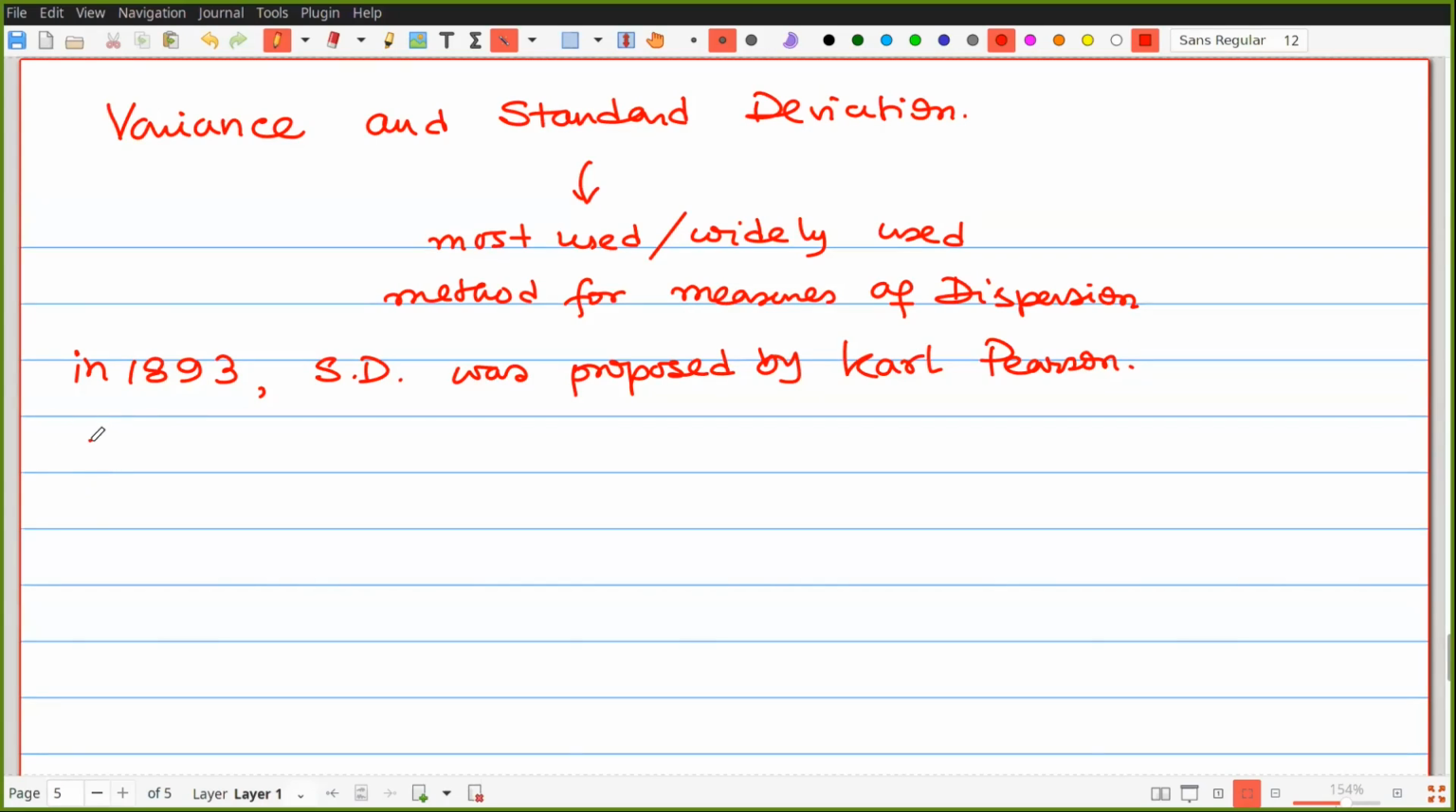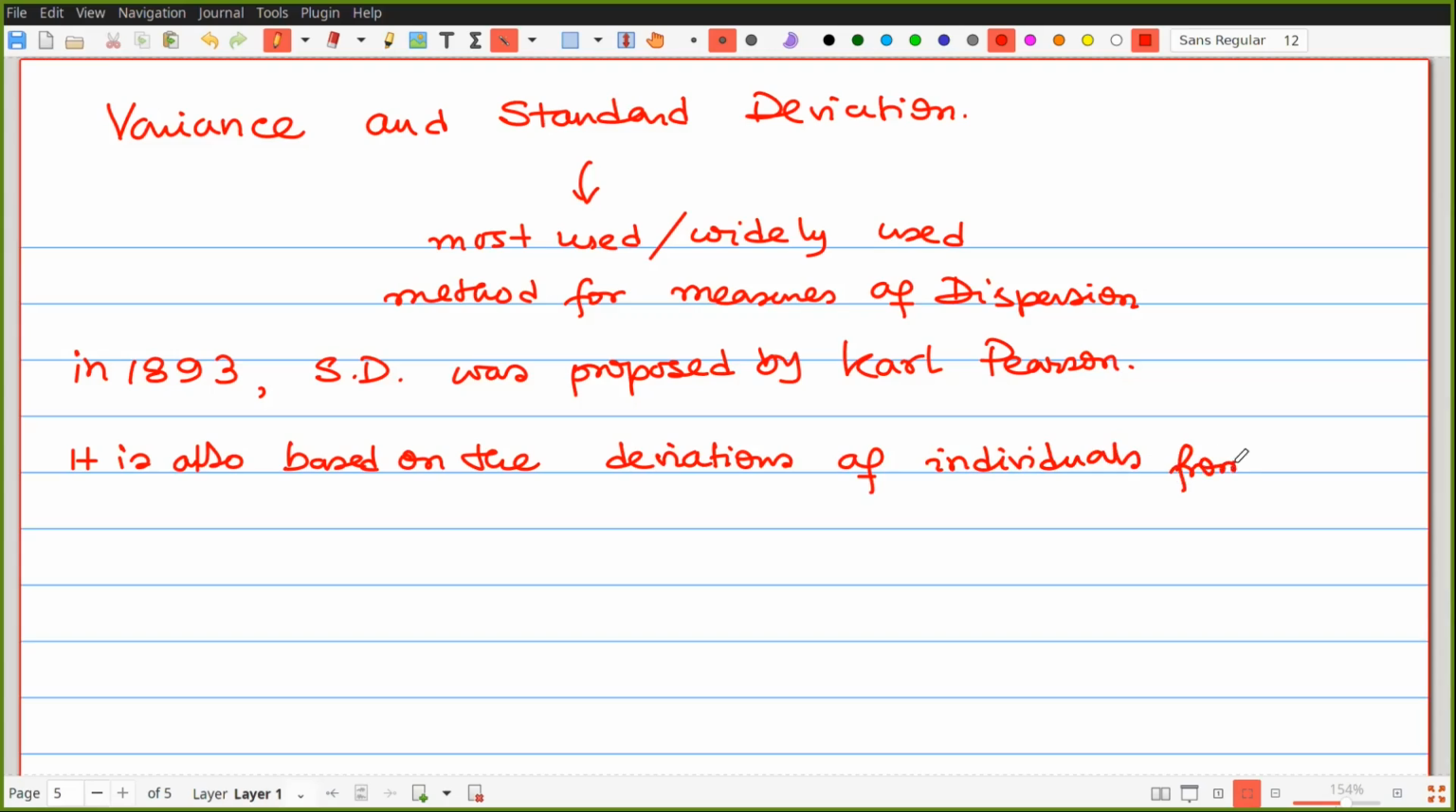And it is also based on the deviations of individuals from their mean. That means the standard deviation is also based on the mean deviation.